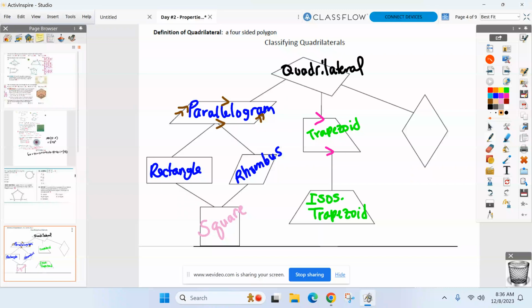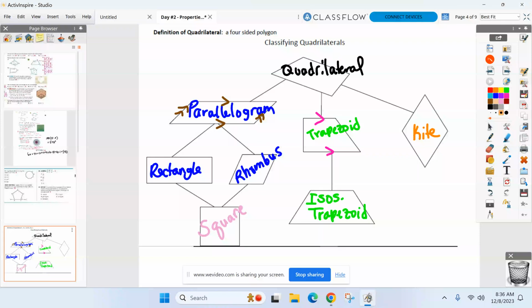And then you see the last one, all by itself. The black sheep, the outcast. Maybe now some of you can relate. This is Kyle, the kite. Not the diamond, the kite. Why is it all by itself? No pairs of parallel sides.